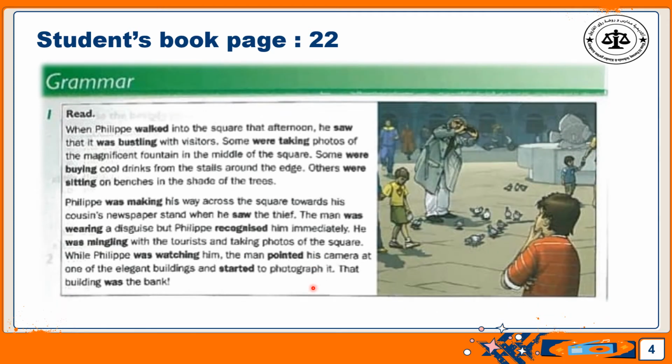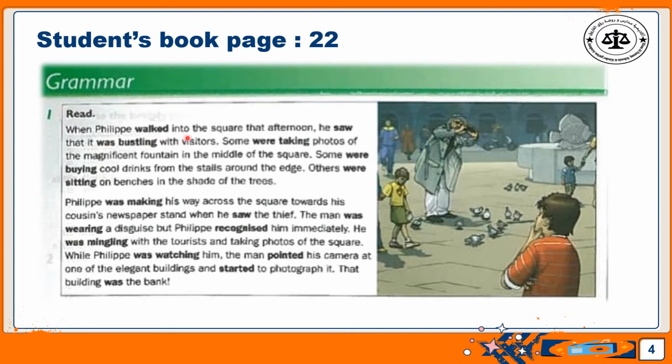Now, let's start answering the questions on Students' Book, page 22. We want to read these two paragraphs, then we will answer the questions about these two paragraphs. Read.